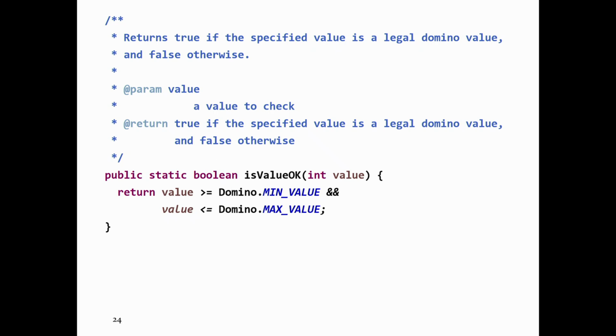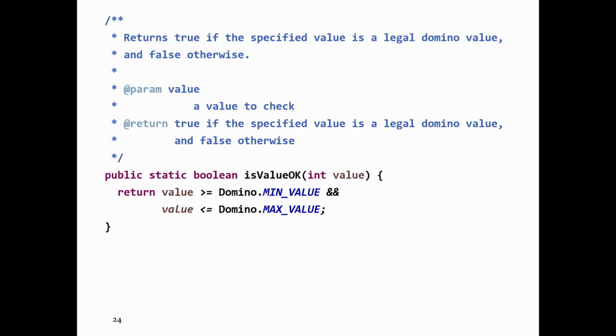One of the reasons I can make this static is because I can access the static fields of domino from a static method. So static methods can use the static fields of the class. What you can't do is write value less than this.value1 or this.value2, or whatever I called them. So you cannot use the keyword this inside of a static method.